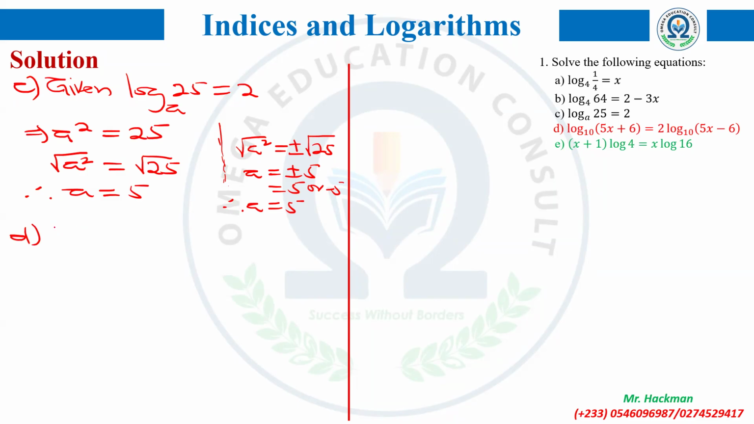So D, what are we given? We are given log to the base 10 of 5x plus 6 is equal to 2 log to the base 10 of 5x minus 6. Now, based on the advice, which method will be convenient for us to use? Ideal, method 1 or method 2?